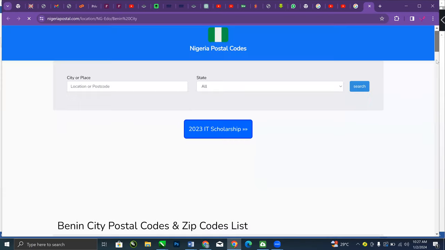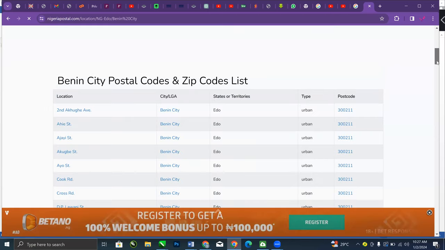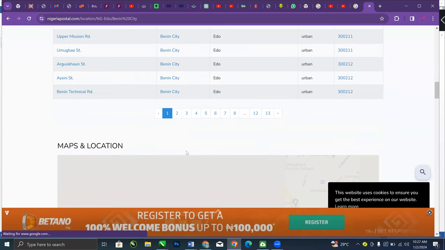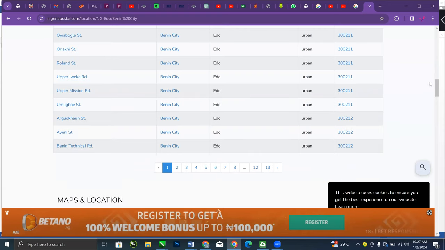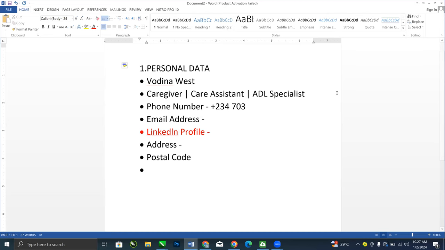So this is the Benin City postal code. I think everybody in Benin is 300211. Okay, it changes somewhere. So you have to go through it, look for the street that is closest to your street or your own street name. And yes, your postal code is there. So everybody has a postal code. Any other question?